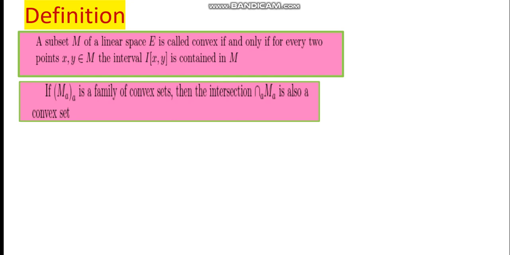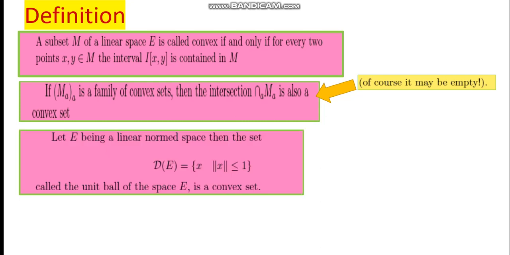If M alpha is a family of convex sets, then clearly the intersection is also a convex set. Please check. It may be the null set, maybe the intersection is empty, no problem. Then also it is an interval only, that is a convex set only.